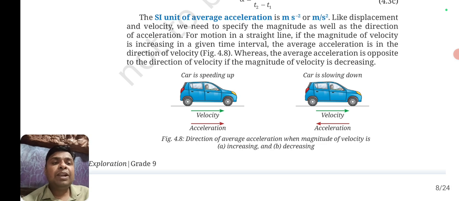Now you can see the velocity and acceleration are in the same direction. And velocity and acceleration can be negative, they can be in opposite directions. For example, a car is slowing down. The car is moving in the forward direction, it has a velocity, but when you apply brakes, that is negative acceleration, that will reduce the speed of the car.